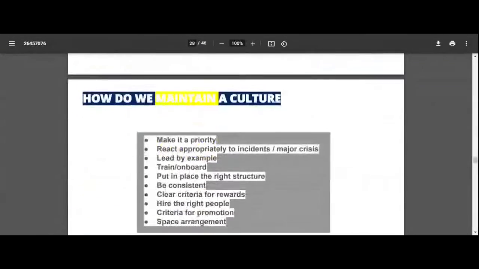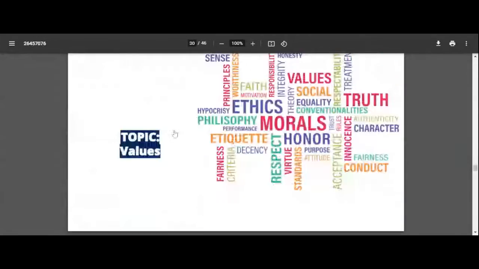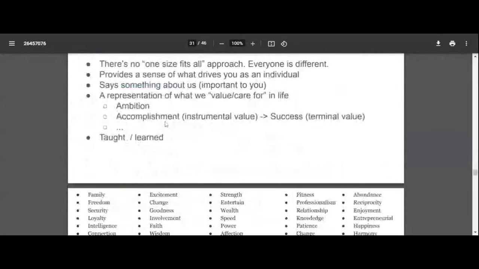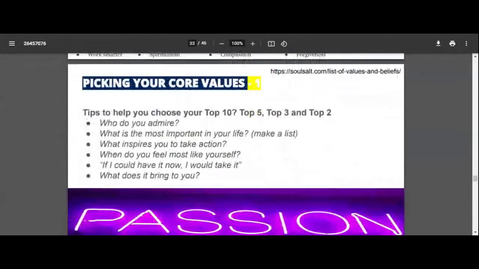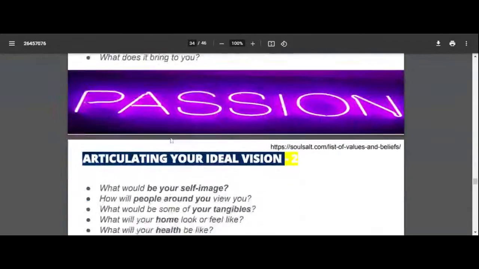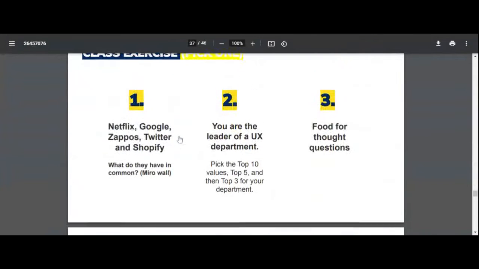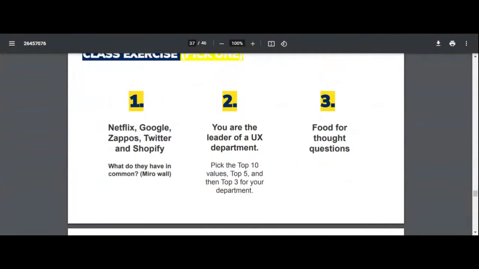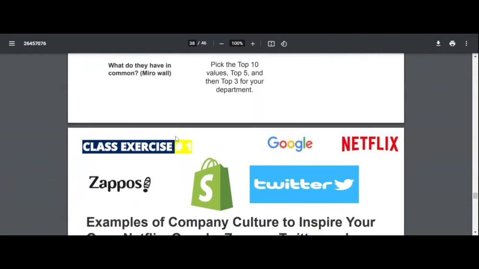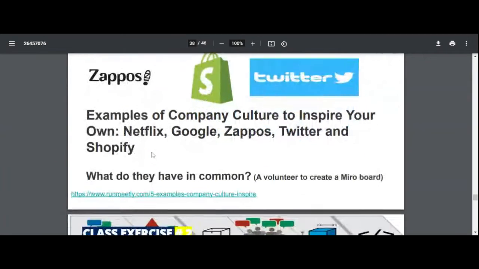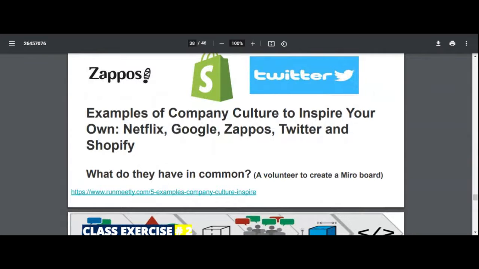Okay, Amazon. There are more and more. How do we change? You may want to read the values. I'm not going to talk about values, but I will give you an exercise. I'm going to send you to breakouts, which I don't think we've had a chance to do yet. And we are going to look at Netflix, Google, Zappos, Twitter, and Shopify.